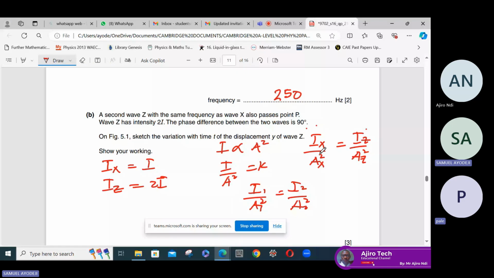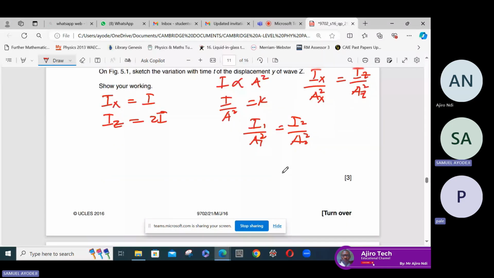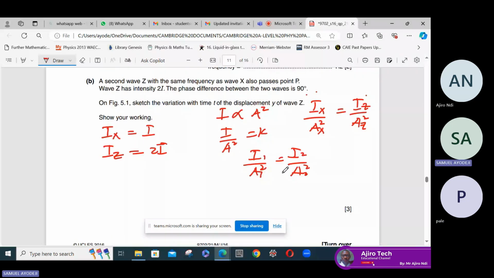So I'm making use of this one now. Can you hear me? Yes, sir. Okay. So moving on, I want to get the second amplitude, amplitude z. So amplitude z squared is going to give me intensity z over intensity x times amplitude x squared. Okay, my math was wrong.